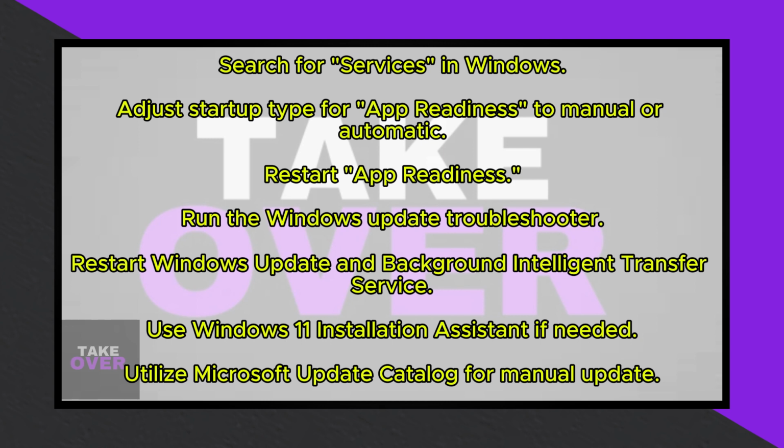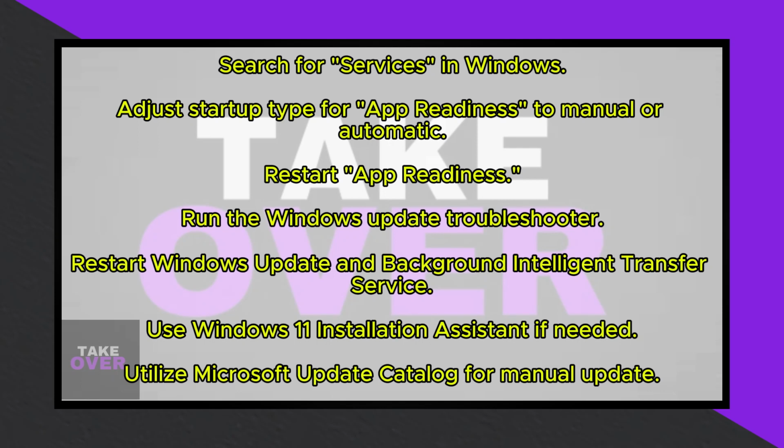Once Services is open, locate App Readiness, which may be disabled. Double-click on it, then adjust the startup type to either manual or automatic, and click Apply. Proceed to start the service and click OK. Following this, right-click on App Readiness again and select Restart.